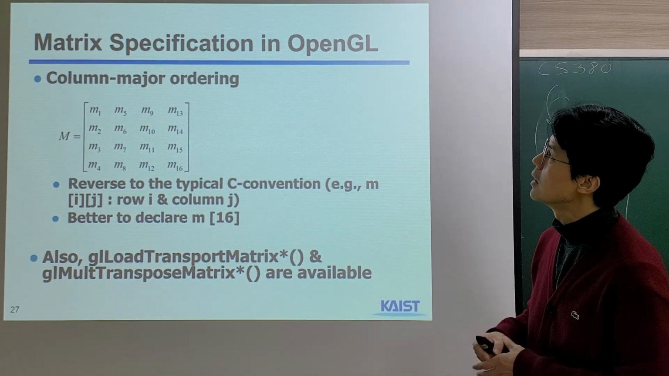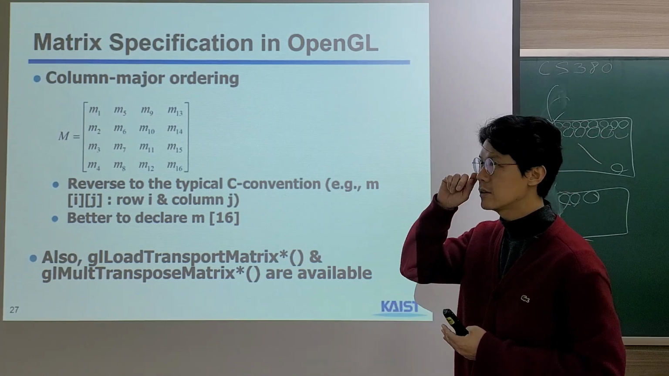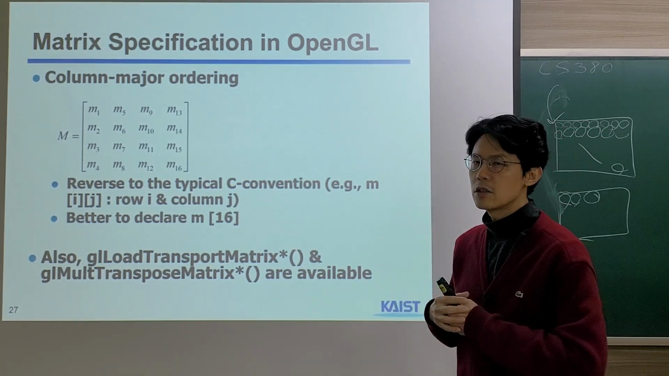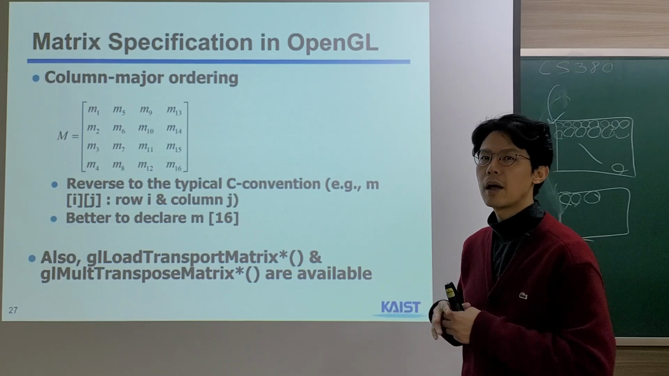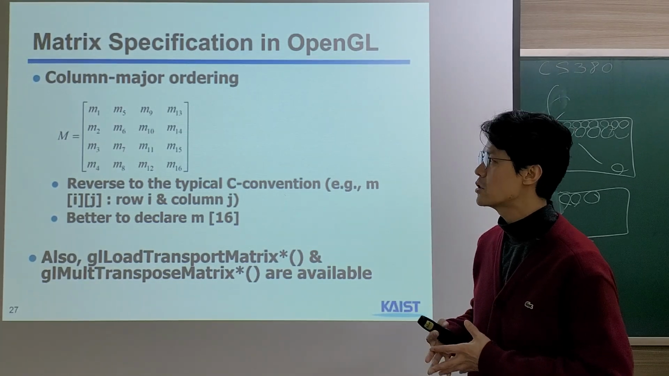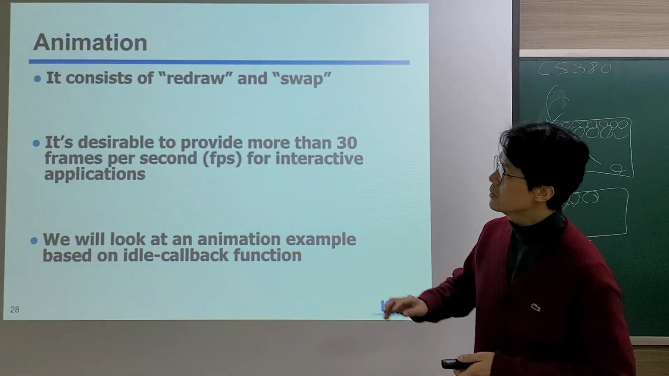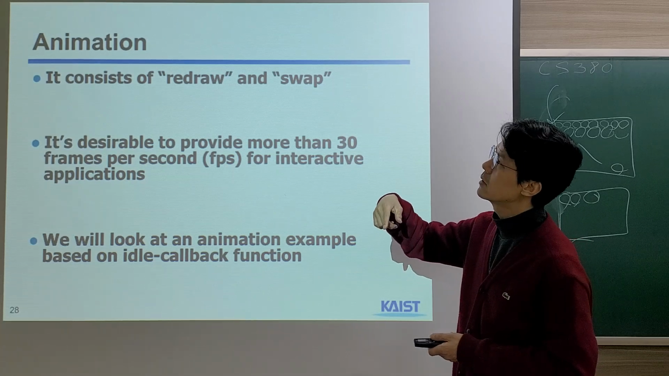There are many other types of matrix operations, but I'm not going to talk about them in detail. But anyway, the main message is that when you develop this kind of graphics application, we need to deal with the transformation matrix. That's why we are talking about transformation operations here. So let's get back to our animation.